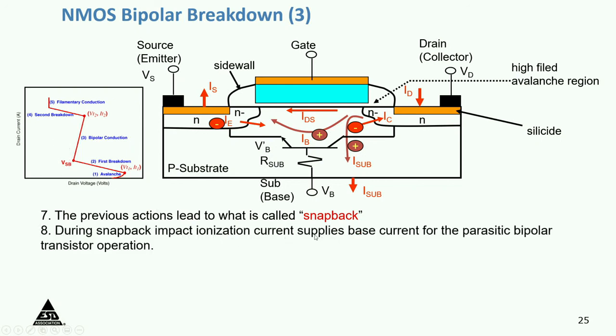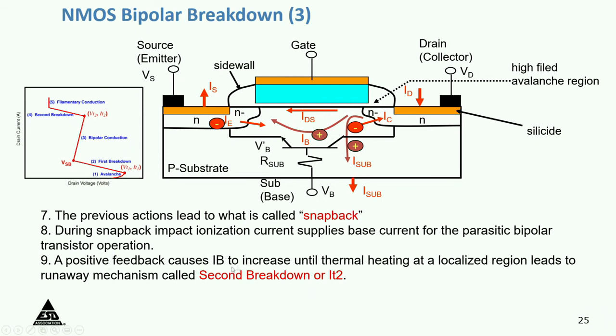During snapback, impact ionization current supplies base current for the parasitic bipolar transistor action. There is the base current that is supplied, and then a positive feedback causes IB to increase until thermal heating. At the localized spot, the resistance drops, more current rushes in, and more current rushes in, and eventually it leads into a thermal runaway condition. When that happens, the power dissipation eventually melts silicon, and you have the damage you saw. There is thermal damage that occurs, and that is called the second breakdown, right?